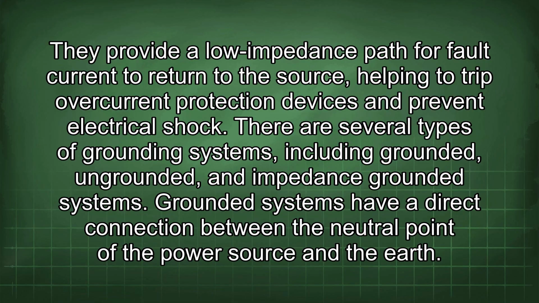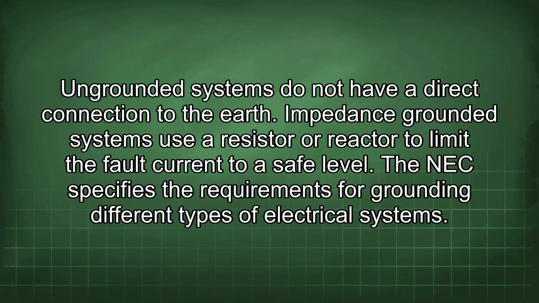Grounded systems have a direct connection between the neutral point of the power source and the earth. Ungrounded systems do not have a direct connection to the earth. Impedance-grounded systems use a resistor or reactor to limit the fault current to a safe level. The NEC specifies the requirements for grounding different types of electrical systems.